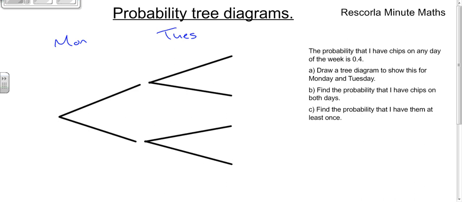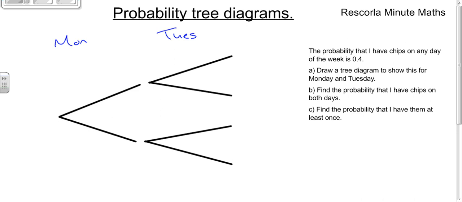Okay, today's video is all about probability tree diagrams. So if you have a look at this one, the probability that I have chips on any day of the week is 0.4. Draw a tree diagram to show this for Monday and Tuesday. Find the probability that I have chips on both days. Find the probability that I have them at least once. You've got 3 questions there.